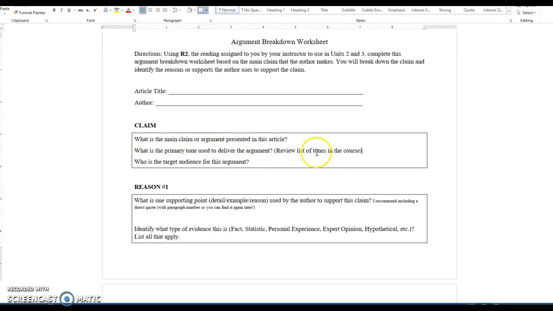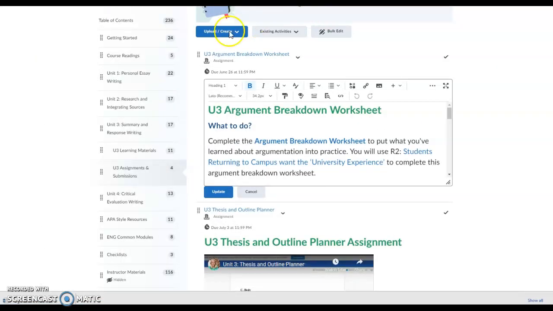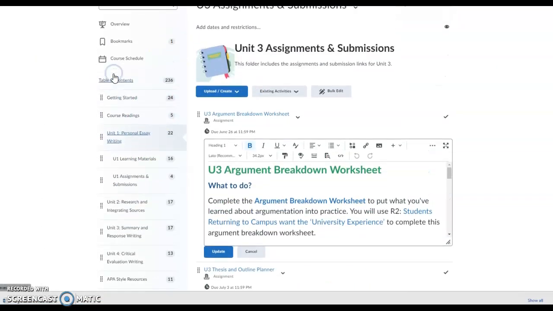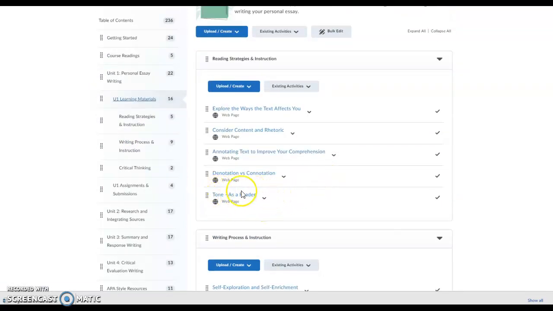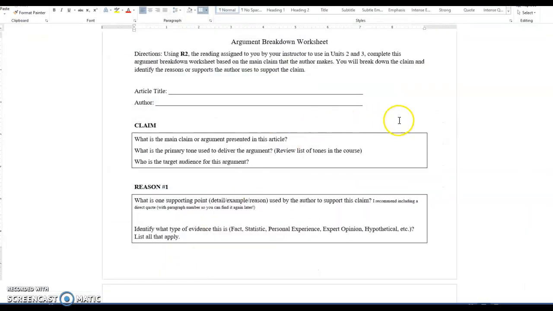There is a list of tones in the course. You can go to Unit 1, Learning Materials. There should be a web page here about tone, or you can Google search that and find some information on the internet, some lists of tone words.